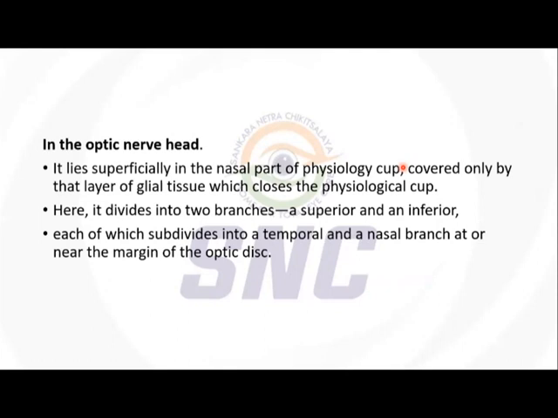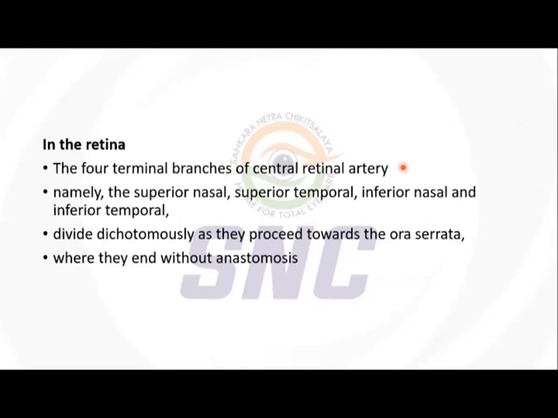Here it divides into two branches, superior and inferior, and then each branch subdivides into a temporal and a nasal branch at or near the margin of the optic disc. Then in the retina, 4 terminal branches of the central retinal artery: superior nasal, superior temporal, inferior nasal and inferior temporal. They divide dichotomously as they proceed towards the ora serrata where they end without anastomosis.